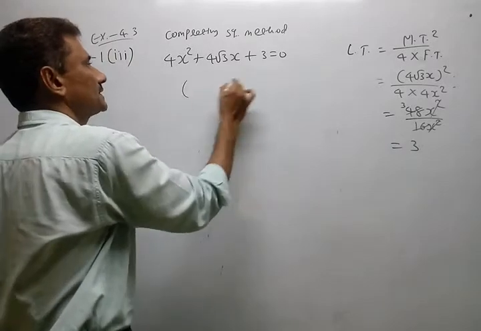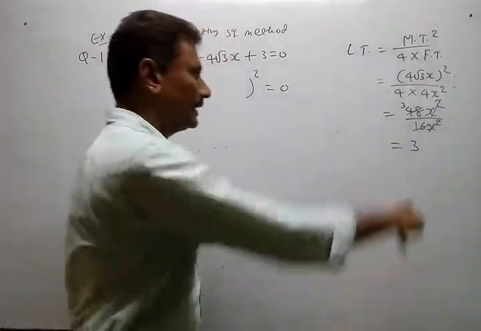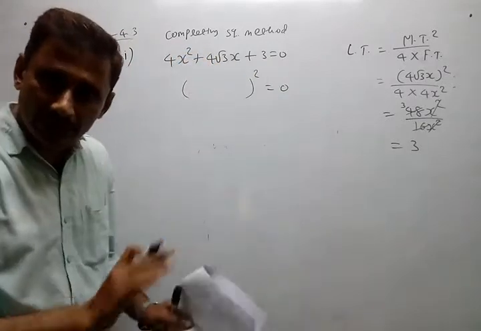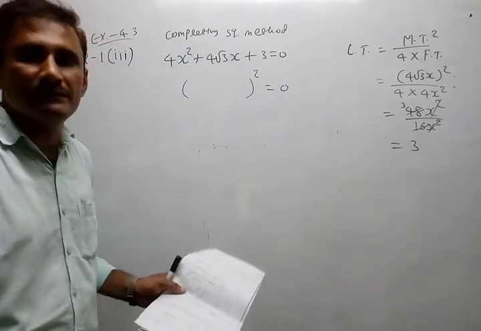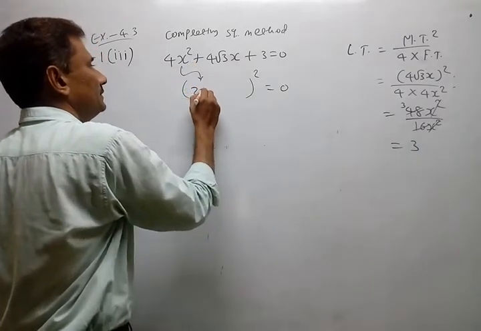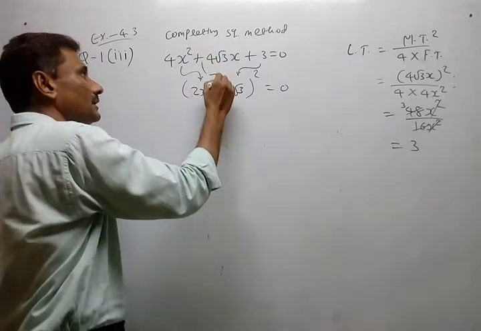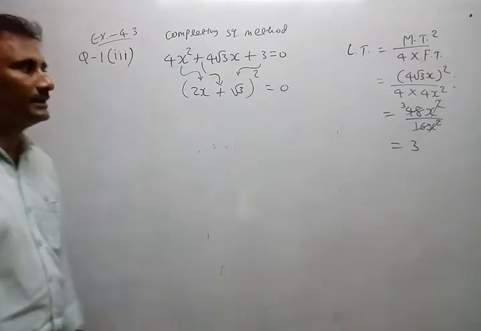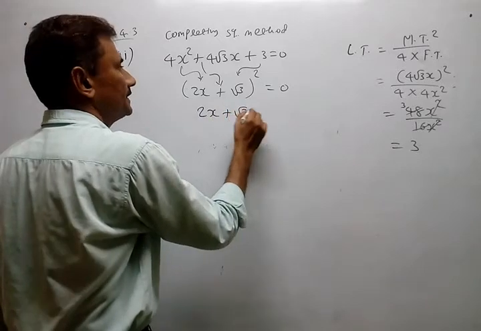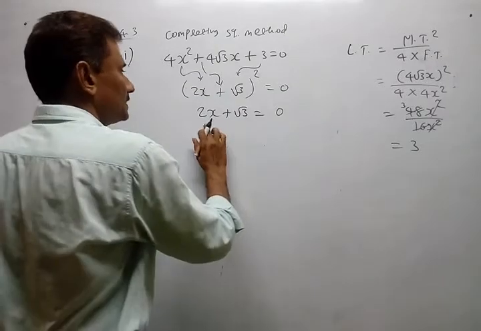Directly you can write the whole square here, because it is already a perfect square trinomial. If you get the same term that is already given, then it is already a perfect square trinomial, so there is no need to complete the square. As I told you, take the root of the first term and the root of the last term, root 3, with the middle term's sign. Now take the square: (2x plus root 3) whole square equals 0. The square root of 0 is 0, and there is no plus or minus for 0. Okay, now just solve it.